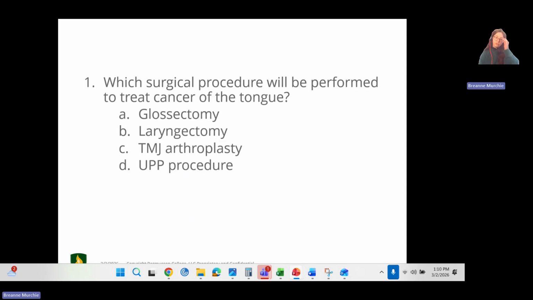Number 1, which surgical procedure will be performed to treat cancer of the tongue? That is a glossectomy. Glosso means tongue. Ectomy means removal.